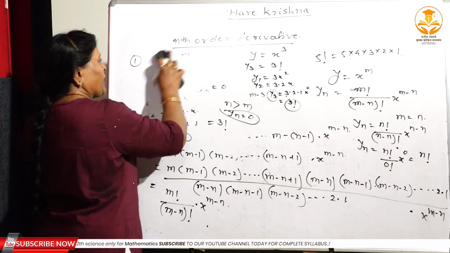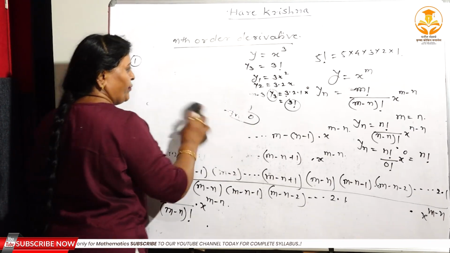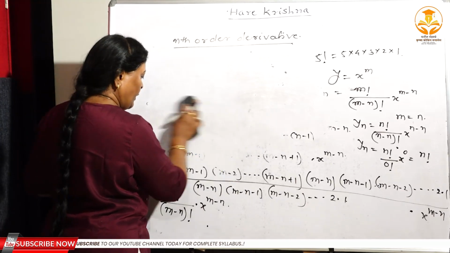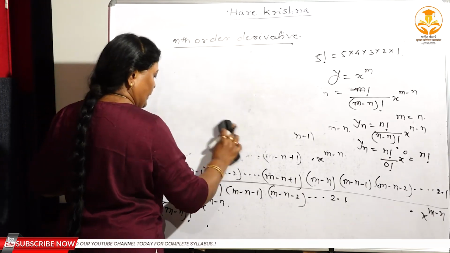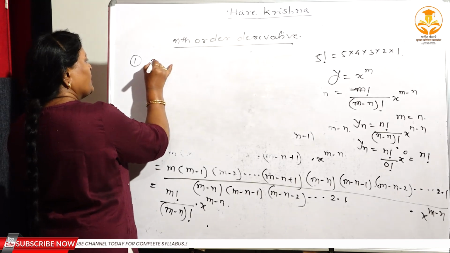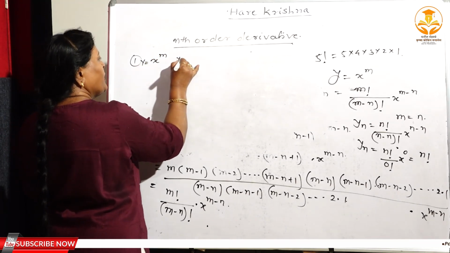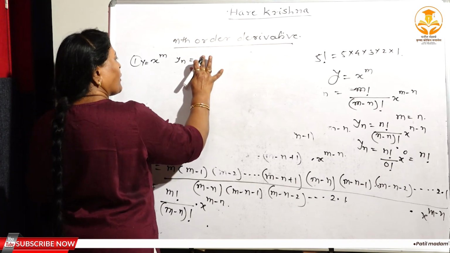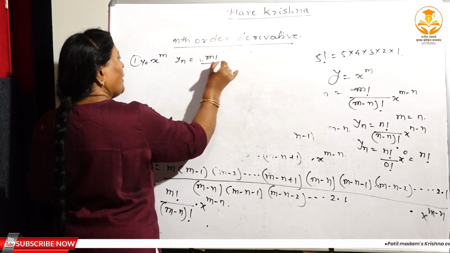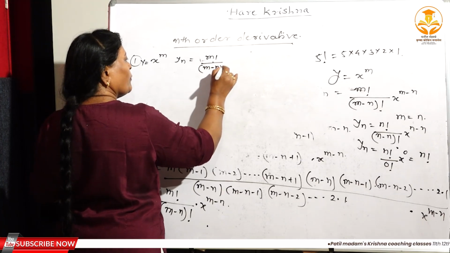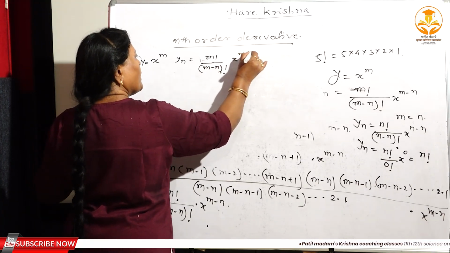Now I will take the second example. Here you have the result, x raised to m. You have yn is equal to m factorial divided by (m minus n) factorial, and x to the power m minus n.